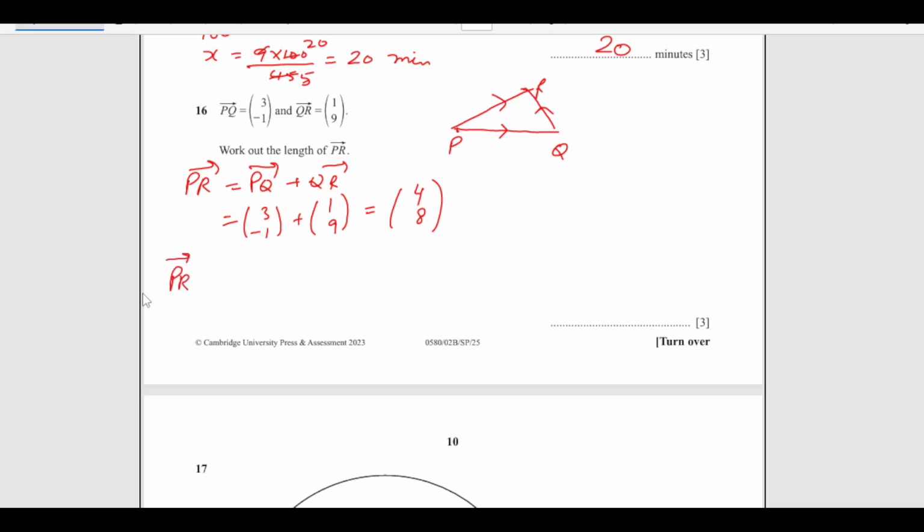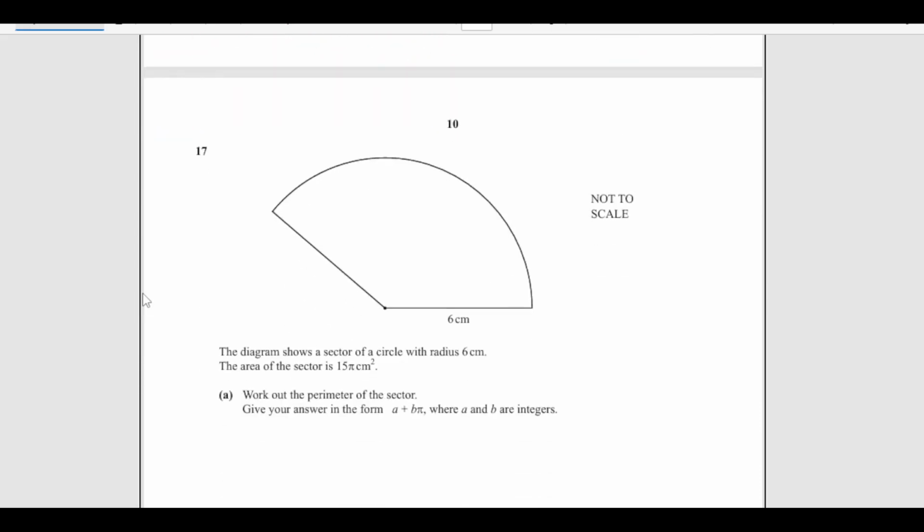Magnitude of PR is going to be the square root of x squared, which is 4 squared, plus y squared, that is 8 squared. So this is 16 plus 64, which is square root 80. So this is the answer, square root 80. You can leave your answer in surd form, right?